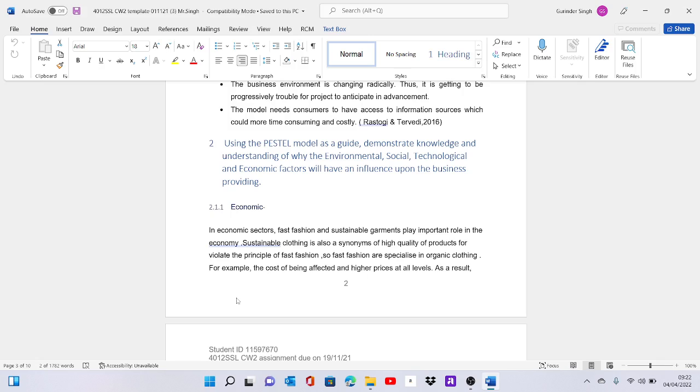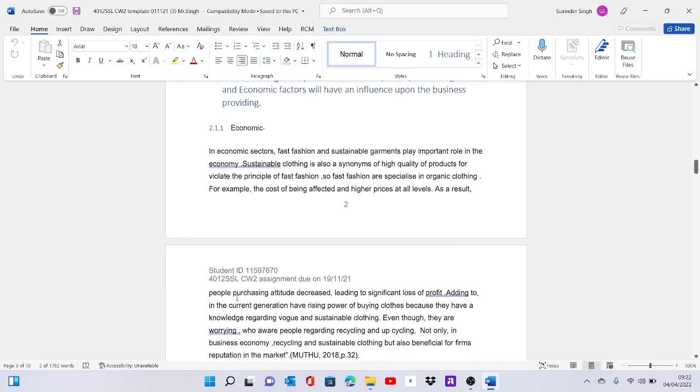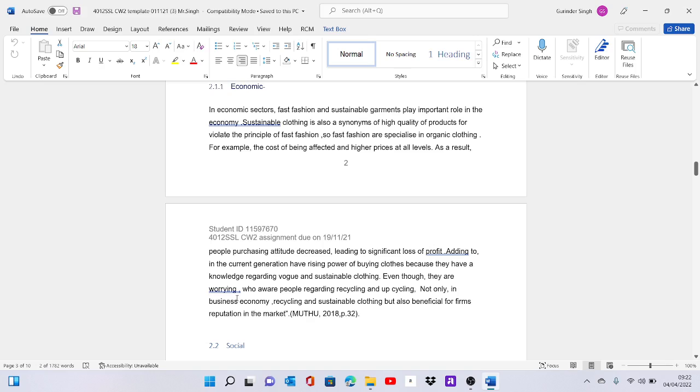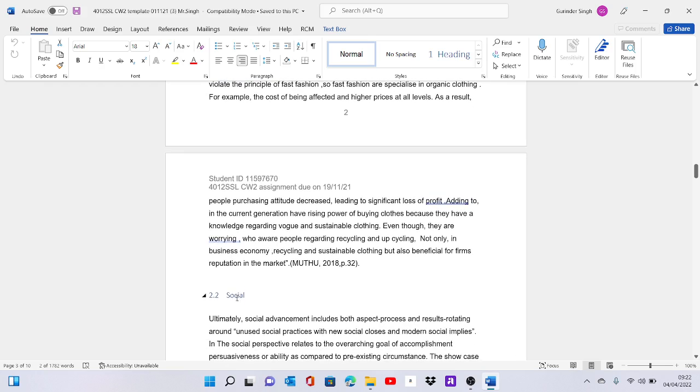For example, the cost began to be affected, with higher prices at all levels. As a result, people's purchasing attitude decreased, leading to significant loss of profit. In addition, the current generation has rising power of buying clothes because they have knowledge regarding sustainable clothing. They are also aware of recycling and upcycling. Not only in business economy, recycling and sustainable clothing are also beneficial for firm reputation in the market.